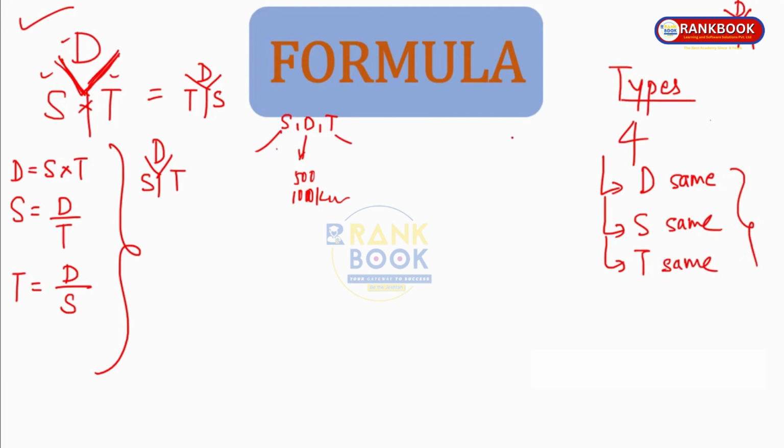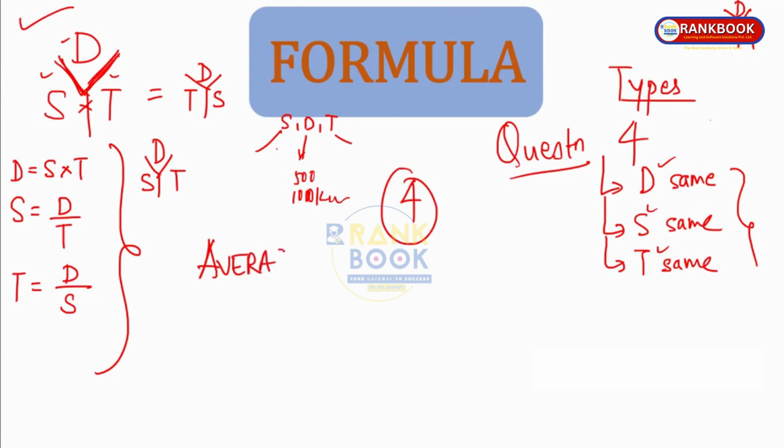Whatever the numerical is, whatever the question is, you just need to read the question and infer from it whether the distance is same or speed is same or time is same. And from that you need to solve. We'll try to see the numericals related to these, so it would become easier to understand what exactly we mean by distance as same. Now there's a 4th type, and that is nothing but average speed. There is no average distance or average time, it is average speed.